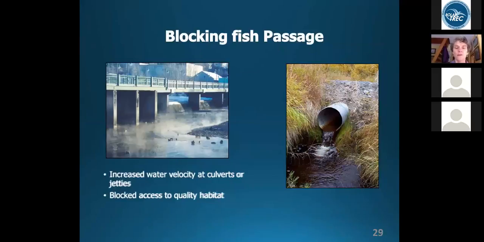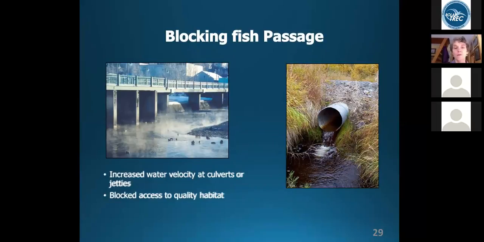I think one of the next really big issues affecting salmon and their habitat is blocking the passage of the fish. That happens in a couple of ways, and one of the most common is culverts. Culverts that aren't placed properly are perched above the stream, so that the fish can't move up and downstream. But putting in a dam or a culvert or a jetty can also affect the velocity of the water.